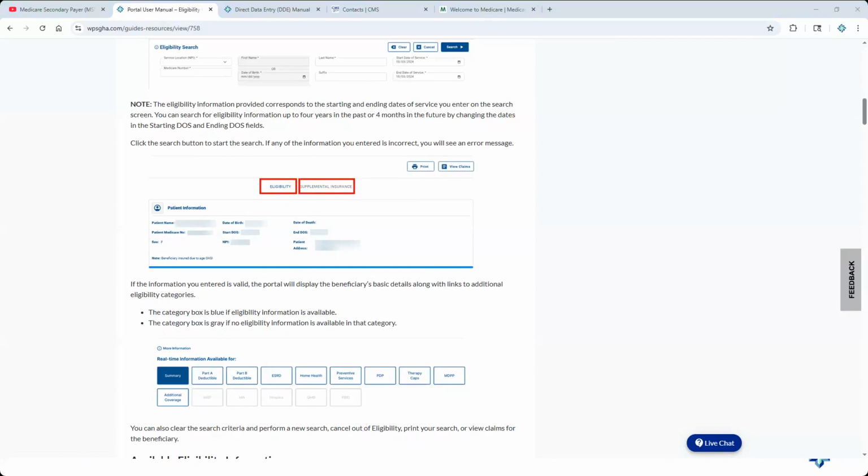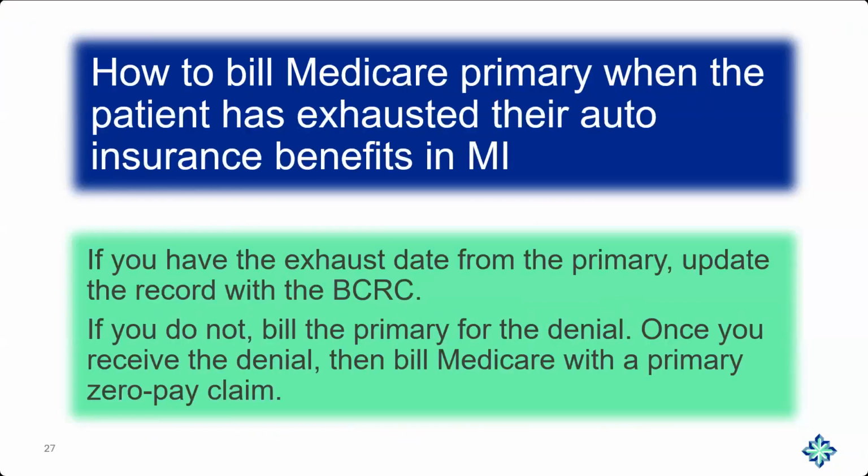How to bill Medicare primary when the patient has exhausted their auto insurance benefits? Oops, I forgot to bring up the PowerPoint. A couple of things you can do. One, if you can get a letter from the primary insurance saying, yes, there were benefits, but they exhausted on, make that date up, then the Benefit Coordination and Recovery Center can take anything after that date and make it primary payer.